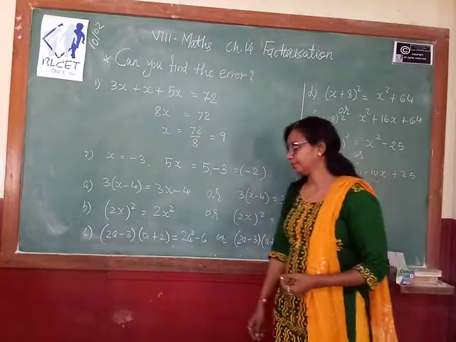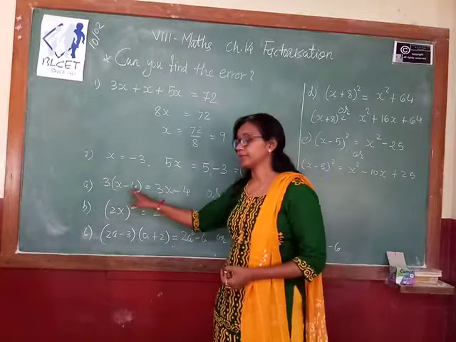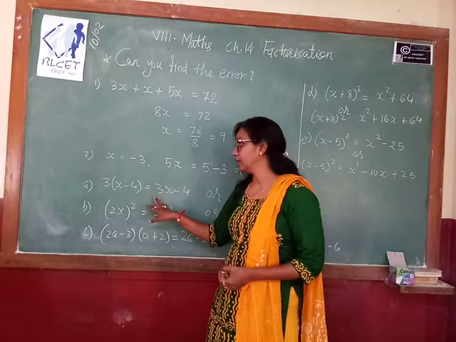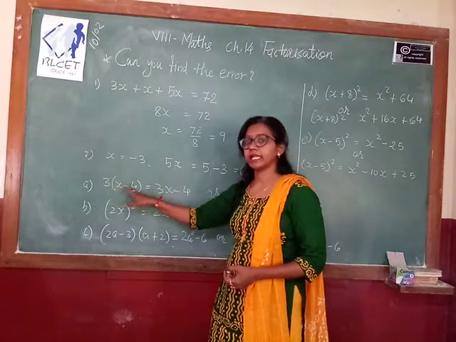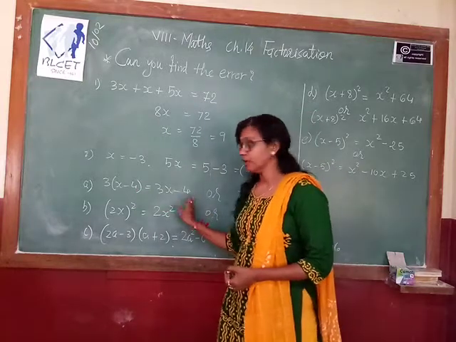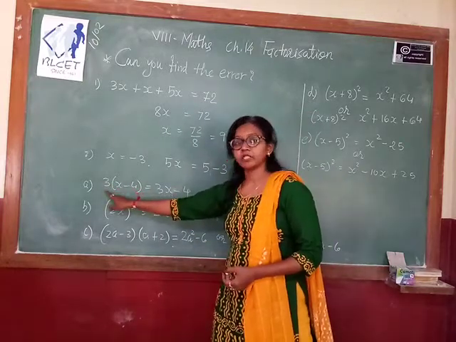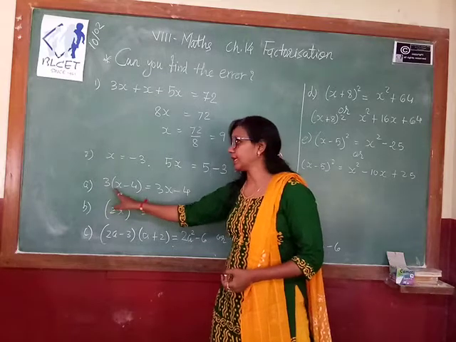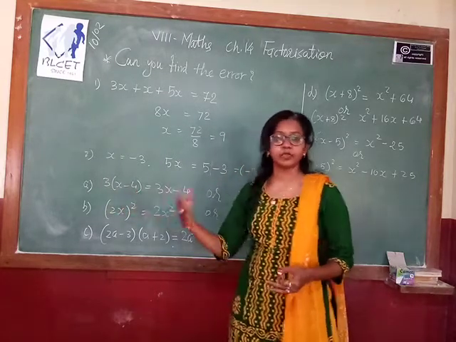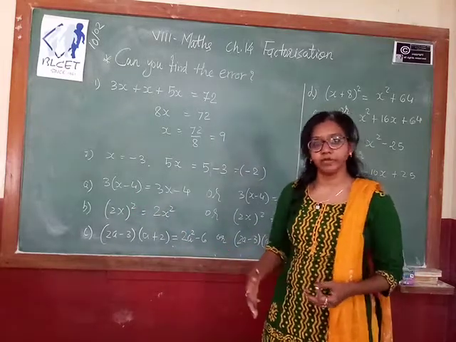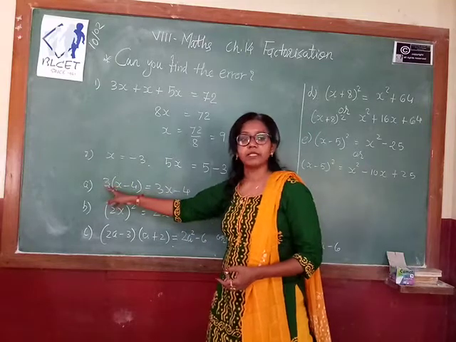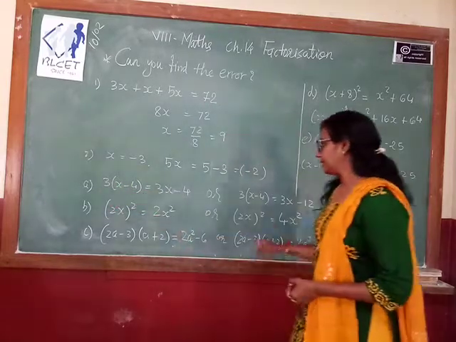Next we have 3 in bracket x minus 4. What kind of mistake do most students make here? They multiply 3 with x and keep minus 4 as it is, that is 3x minus 4, which is wrong. Since this 3 is outside the bracket, you have to multiply it with each and every term present in the bracket, whether it is 2 terms, 3 terms, 4 terms, whatever the number of terms. We have to compulsorily multiply 3 with all of them. So what is the original answer?